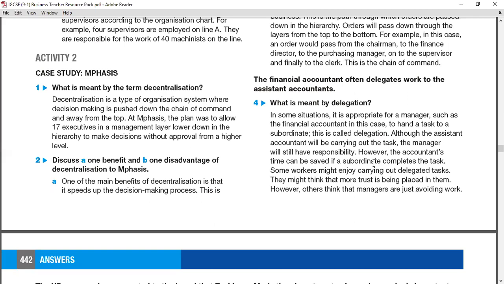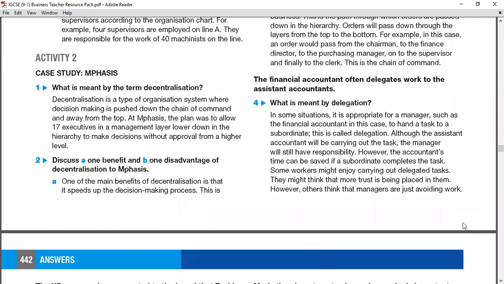So delegation is motivational because if senior managers give junior workers more responsibility, they might think that more trust is being placed in them. So you will feel delighted, because you realize the boss actually trusts me, so I'm a loyal worker, like that. However, others think that managers are just avoiding work. There are two sides of delegation. So delegation is motivational, but sometimes some people may think, okay, this manager is lazy, he is avoiding the work, he is just passing the ball to others. So delegation has two views.